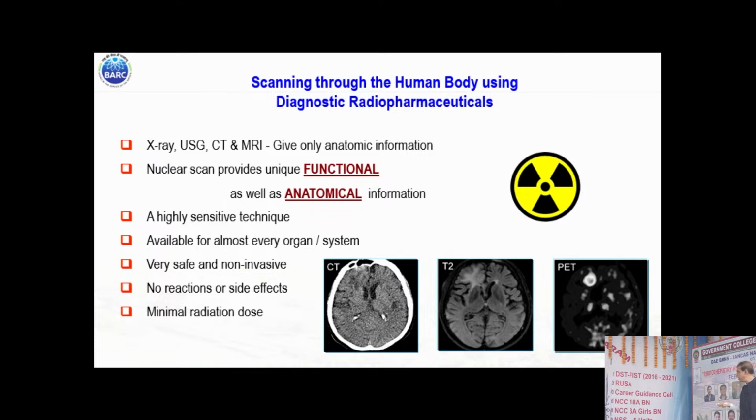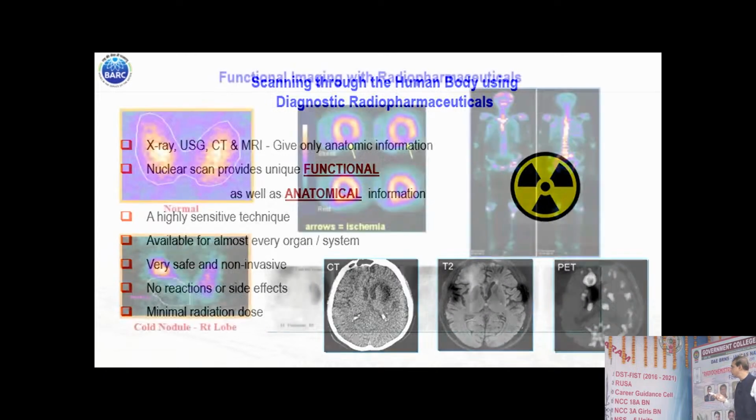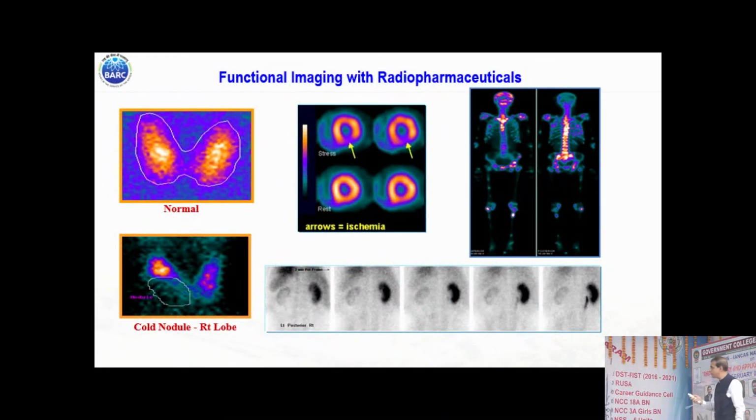Now, then why do we need this? Because you can get functional imaging. Again, it will be more clear when I go to the subsequent slides. Now, I will try to explain this. So, this is the thyroid.